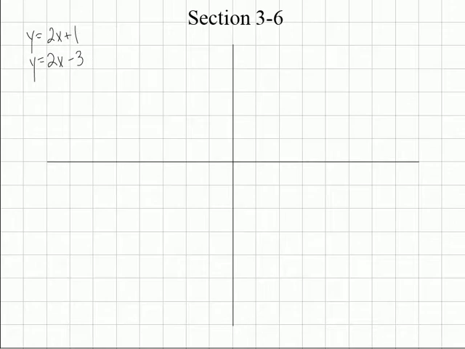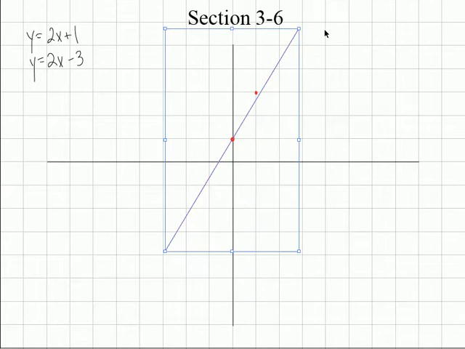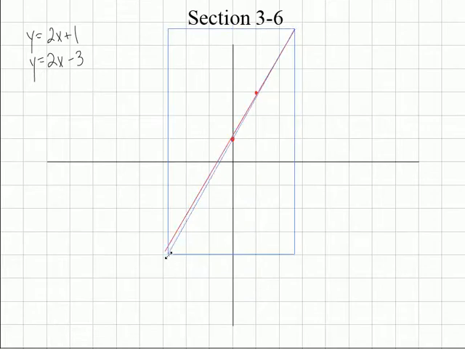Let's put them in different colors here. All right, so let's plot some points and graph it. It's pretty easy to graph these two. y equals 2x plus 1, so the y-intercept is at 1, right? And then the slope is 2, so we rise 2 and run 1, so it's right there. So let's connect them.